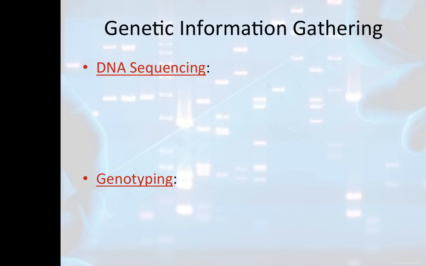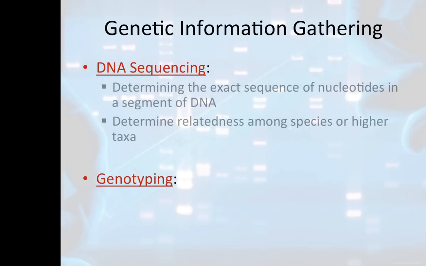Before we can use DNA, we have to know how to gather it and how to use it. Let's look at some terms to help guide us. DNA sequencing refers to the process of determining the sequence of nucleotides in a strand of DNA, the sequence of the C, A, T, C, C, G, G, A, etc. We use this to compare relatedness among species or other taxa, species, genera, families, etc., like the falcon-parrot example.